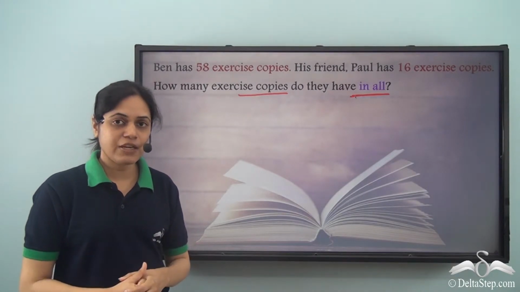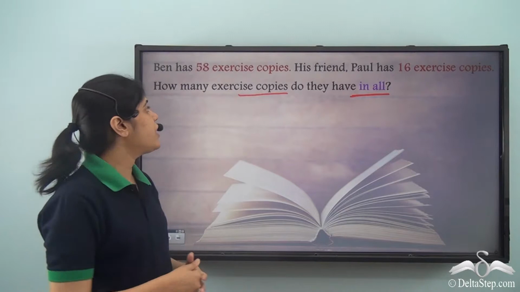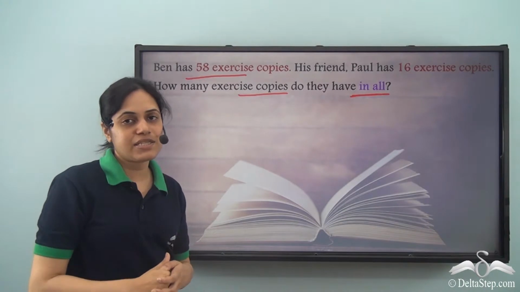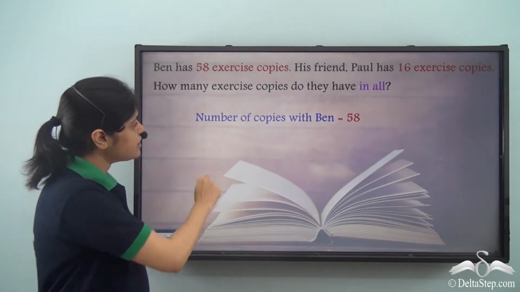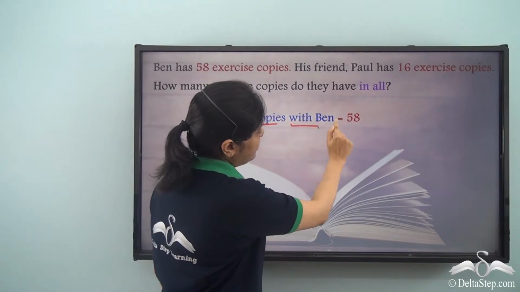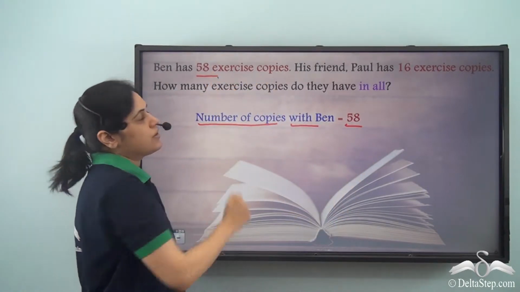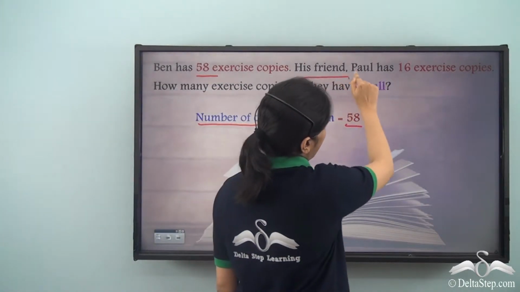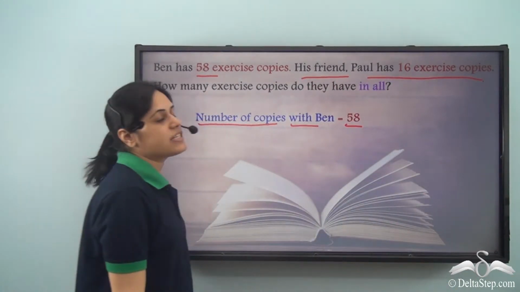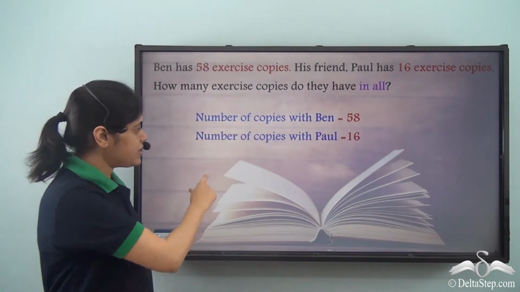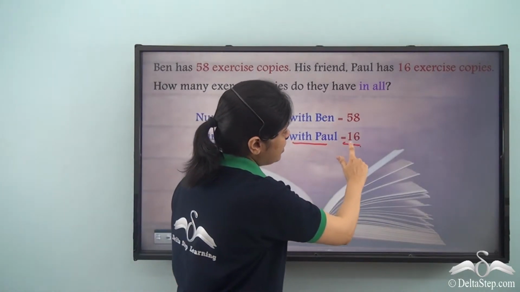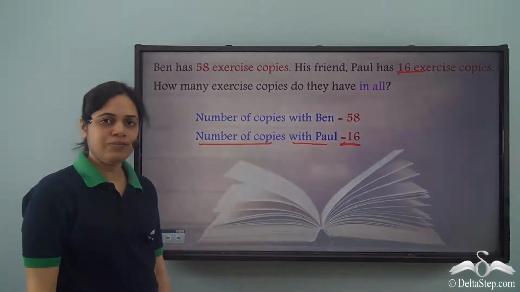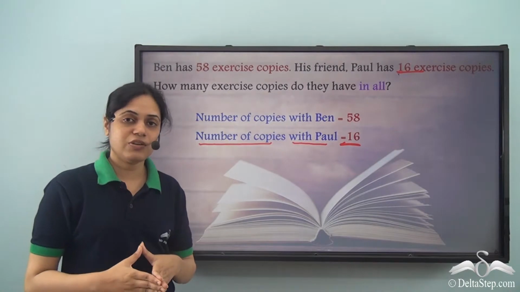So what is the first step? Can you tell me? The first step is to write what is given. It is given that Ben has 58 exercise copies. So the first statement is number of copies with Ben is equal to 58. What will be the next statement? His friend Paul has 16 exercise copies. So the next statement is number of copies with Paul is equal to 16, which is what is given in the question. So we have written what is given in the question.